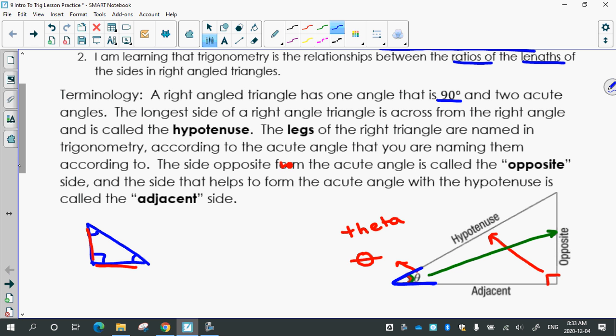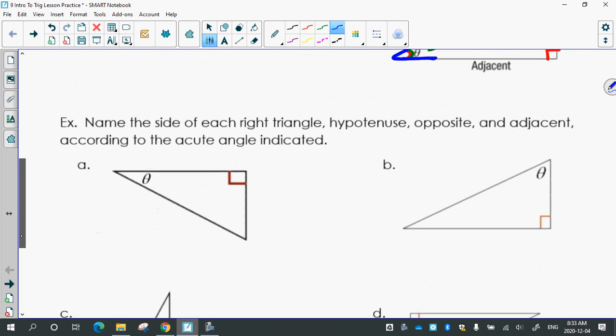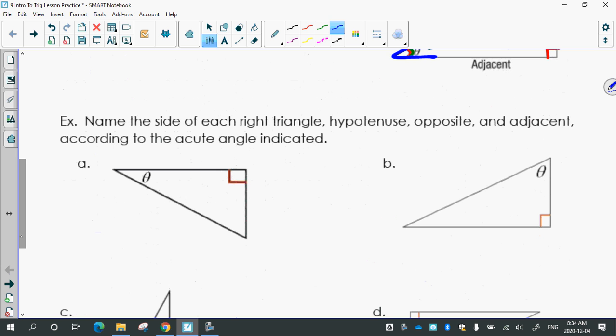So there's 3 sides that you have to be able to name. So name the side of each triangle, hypotenuse, opposite, and adjacent, and we can just use the first 3 letters. So we can name the sides hyp, opp, and adj, so we don't have to write out the entire word each time, according to the acute angle indicated. So theta is the acute angle we're naming from. So if you can name the 3 sides, then you'll be able to pick the right formula, and then it will all work for you today, okay?